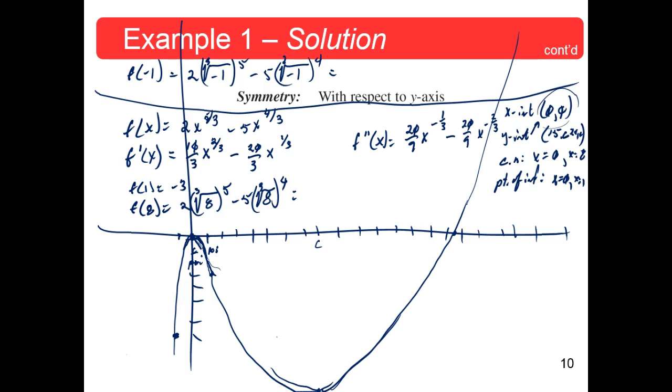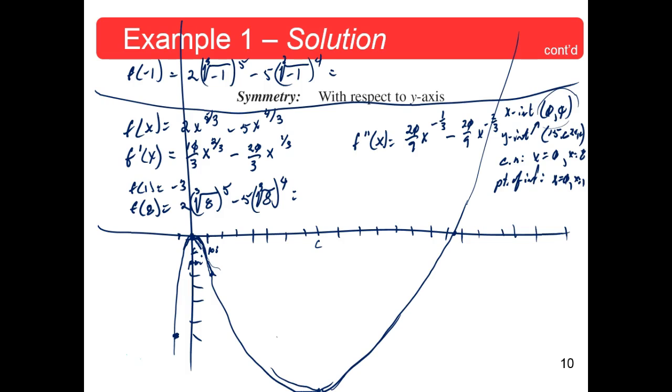Just do it. 2 times 16 to the 5/3 power minus 5 times 16 to the 4/3 power, and see what you get. I'm guessing it's going to be a positive number. Not hugely positive, but something less than 20 probably. Maybe even less than 10.